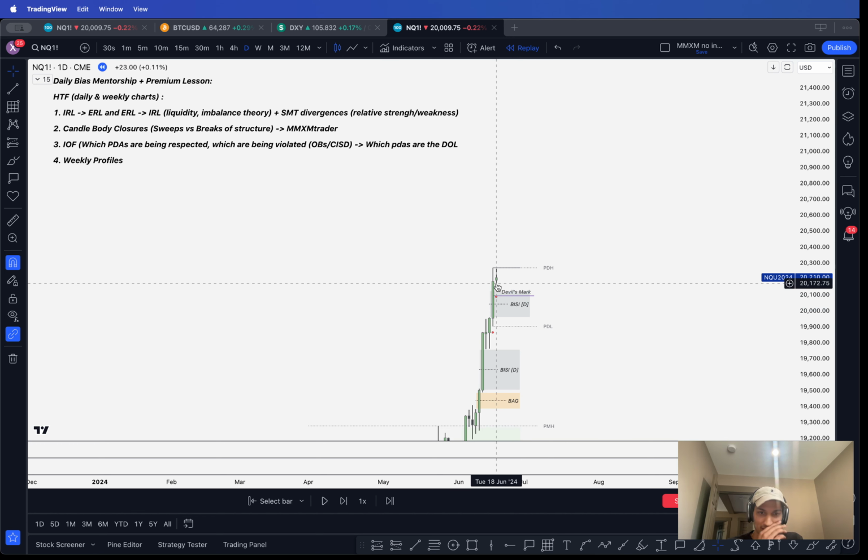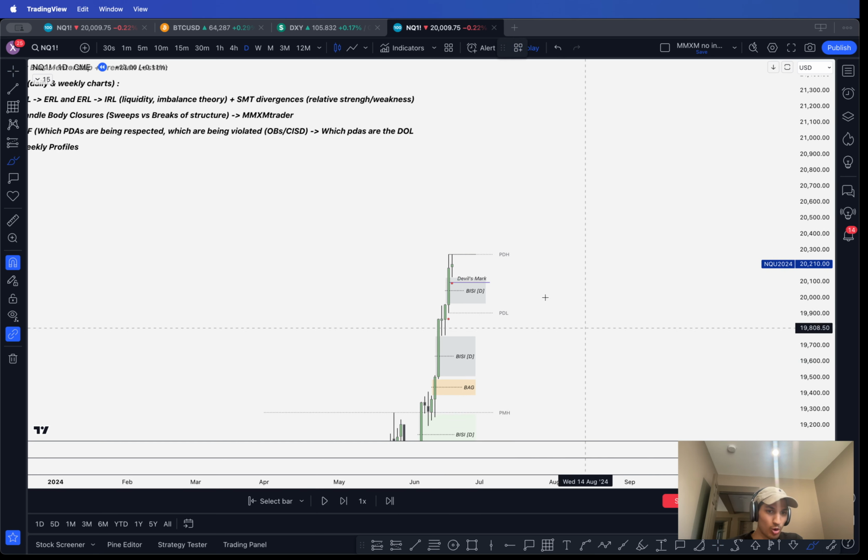What's the weekly profile? Monday expands, Tuesday expands. The week has offered no what? What has the week offered? Nothing yet. No weekly wick. Think about it. The weekly wick looks like this right now. That's it. There's no manipulation of the weekly range.